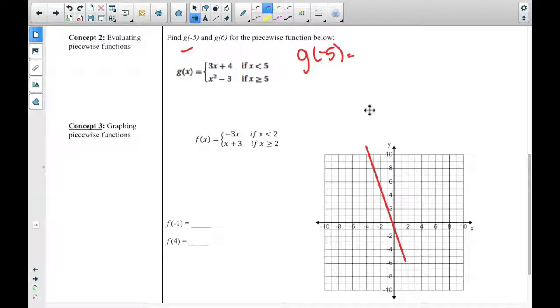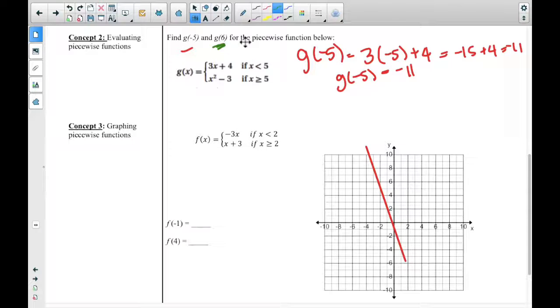The first step is to decide whether I should use the top equation or the bottom equation. The way you decide that is you look at the right-hand side where it says if x is less than 5, use this one. If it's greater than or equal to 5, use that one. Well, it's less than 5, so I'm going to use the top equation. I'm going to plug in that -5 for x, work it out, and I get -11 as an answer. So that's just saying that g of -5 is equal to -11.